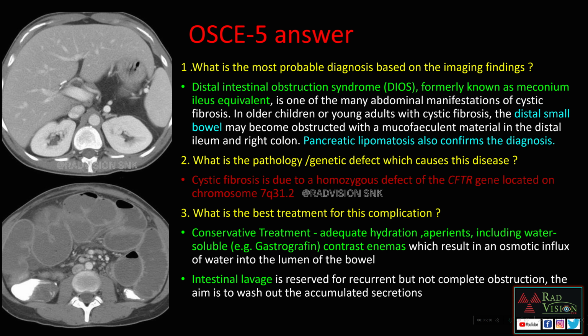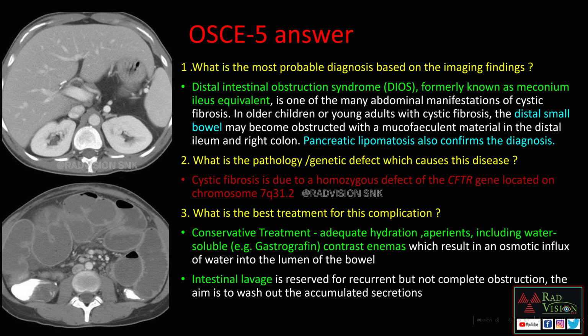So what is the most probable diagnosis? It is called distal intestinal obstruction syndrome, also known as mucinous ileus. So this is that hyperdense, sometimes meconium can be seen, and there is obstruction of the small bowel in a case of pancreatic lipomatosis. So this is nothing but obstruction of the distal small bowel by mucofeculent material.